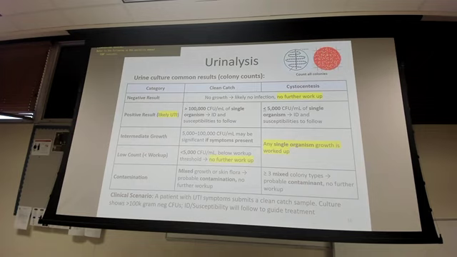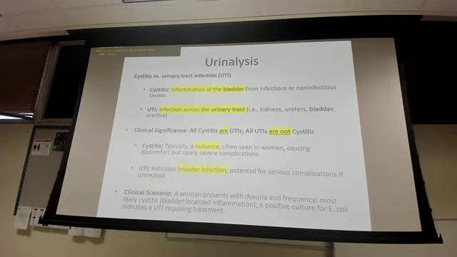But if there's less than or equal to 5,000 CFU per milliliter of a single organism, ID and susceptibilities will follow up, okay? If we're seeing a whole bunch of what we call mixed flora, if we're seeing 3 or more different types of colonies, then we are suspecting some type of contaminant. It's pretty much all this is saying here. Correct.